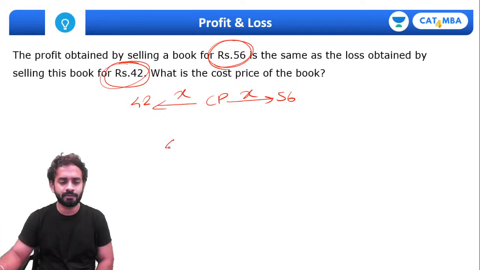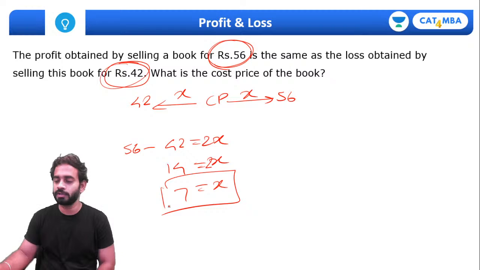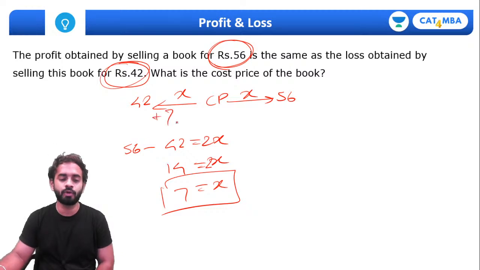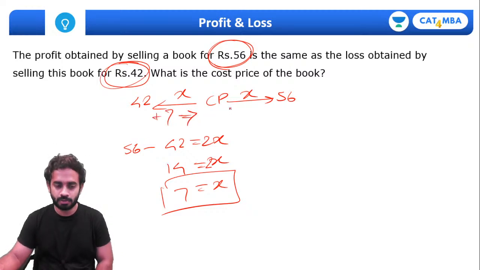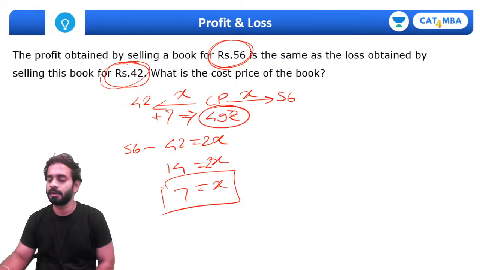So can I say 56 minus 42 is equal to 2x? So x comes out to be 14 rupees. Sorry, 2x comes out to be 14, x comes out to be 7. So what we have to do is just add 7 rupees in 42, and your cost price comes out to be 49 rupees. Okay, it's a very easy question.